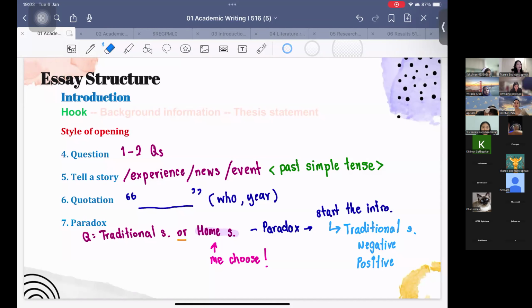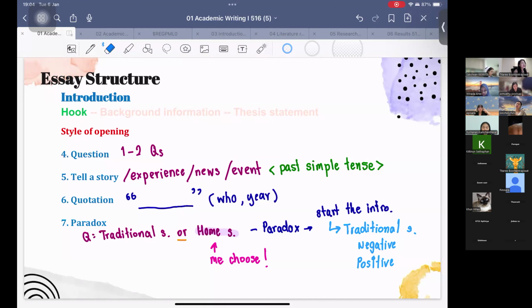Or you can start out with a positive thing as well, saying that, okay, the positive thing is that traditional school has a variety of subjects. However, in homeschool the subjects are tailored to the learner, which is more beneficial. So you say that the opposite side has this good, but my choice, the choice that I choose, is better. It's good, but better than that. So that is what is called paradox.